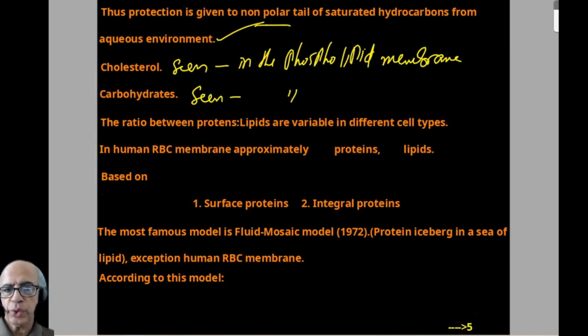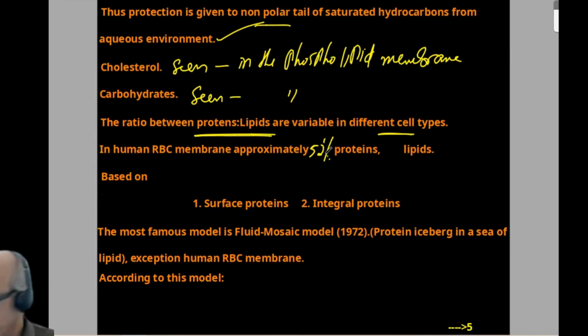Now, the ratio between proteins and lipids is important. It is variable in different cell types. So we cannot directly say the proportion. So the ratio varies in different cell types. In human RBC, that is NCERT data, the membrane approximately, the data is important.